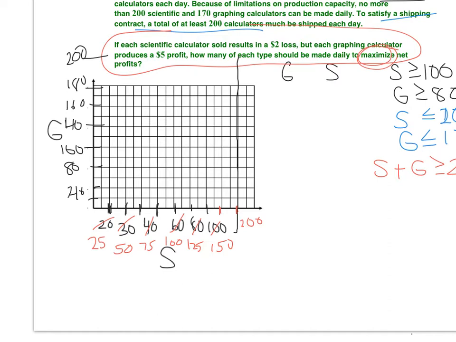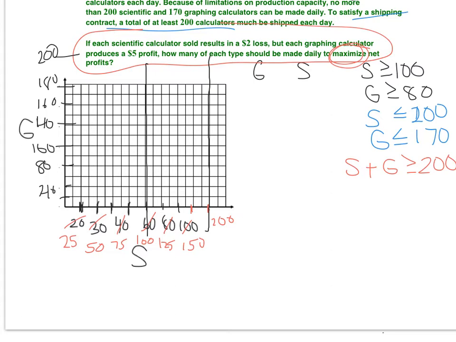has to be less than or equal to 200. And S is greater than or equal to 100, right here. So I know that so far in between here and here is going to be shaded, but I'm not going to shade it all the way yet. And I know that graphing calculators have to be greater or equal to 80 and less than or equal to 170. So I know these two, so far we have this box going on.